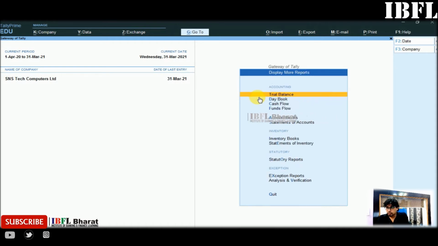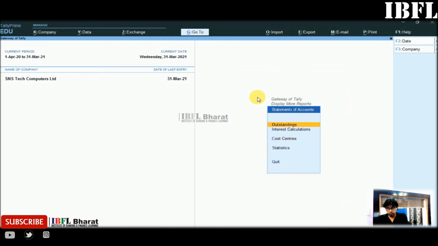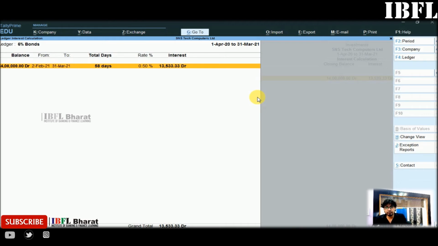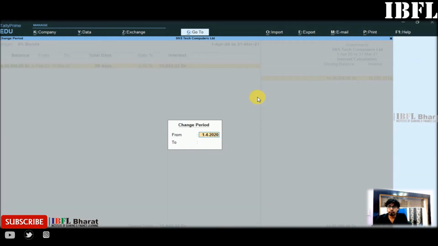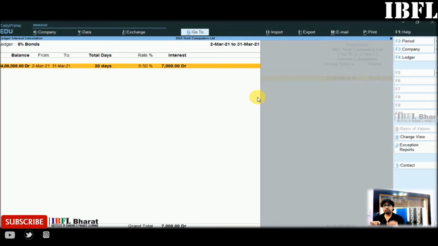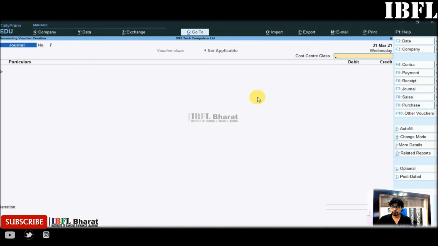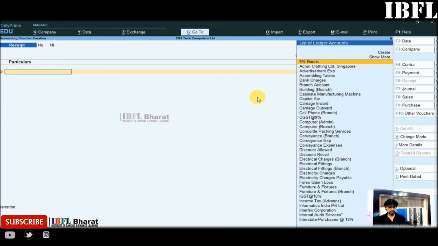Let's go in display, and we are going in statements of accounts, interest calculation, interest receivable, investments. This we are getting for 58 days from 2nd Feb, but the interest we are getting is for the month of March, and we will take an average of 30 days here. So we will take 2.3 up to 31.3. So this is the interest we are getting, meaning 7,000 rupees, and now we will enter it as a receipt. We are getting this amount.